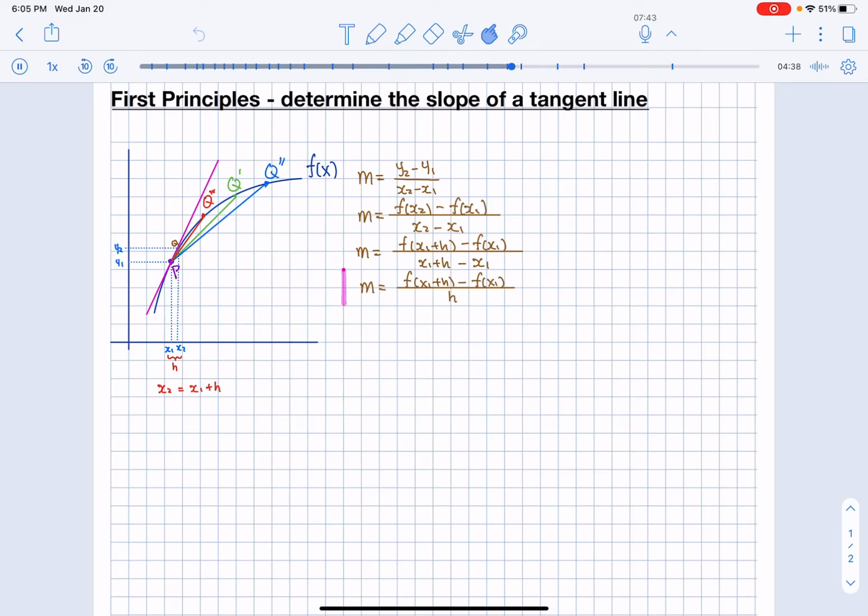This formula is used to find the slope of a secant between any 2 points on the curve. This implies the difference between the two x values, h, does not have to be very small because we are finding the slope of a secant line.